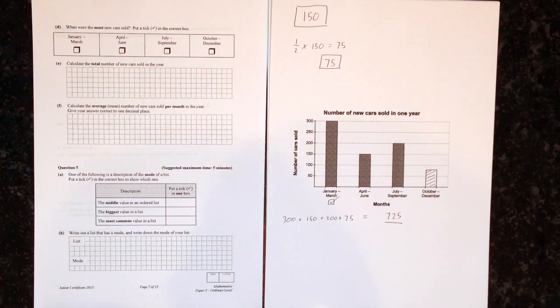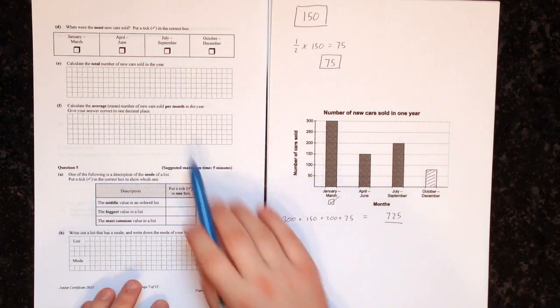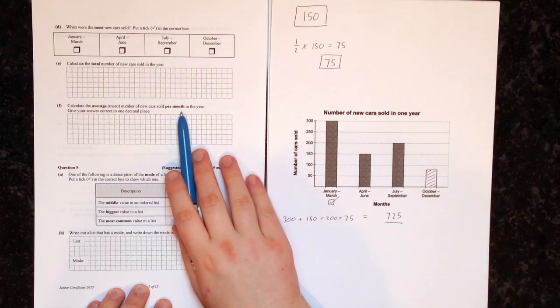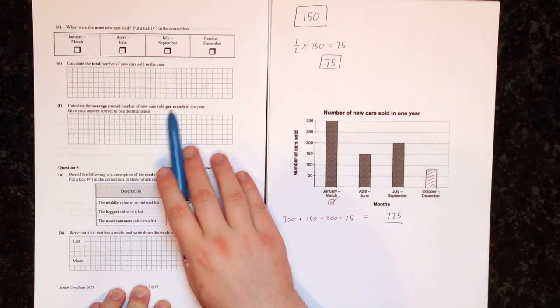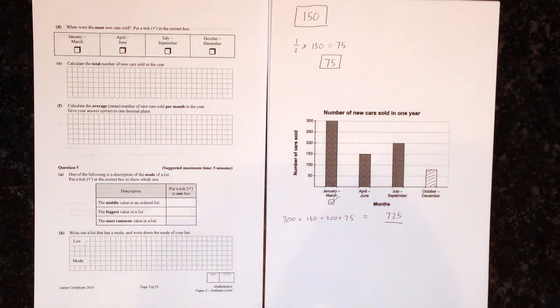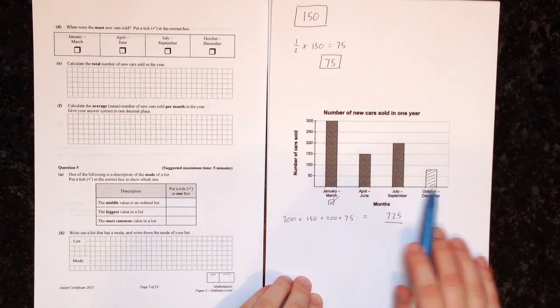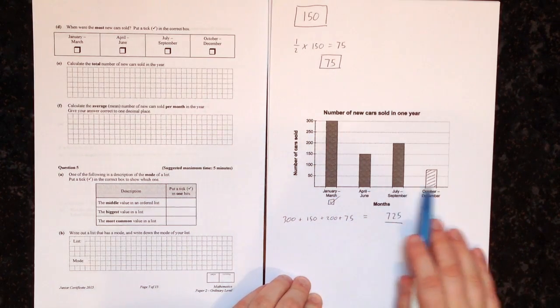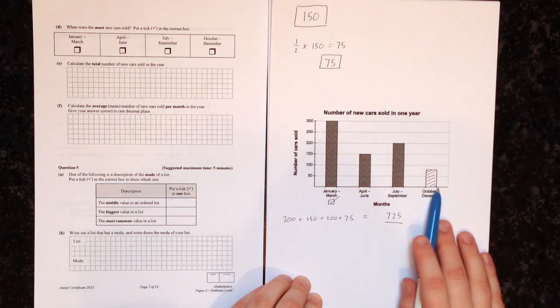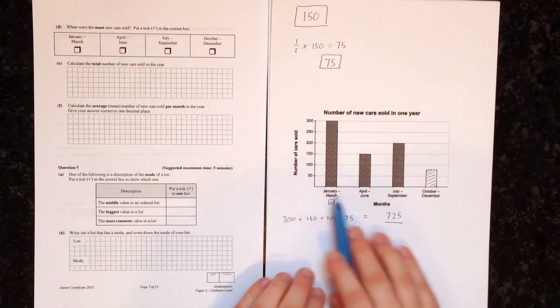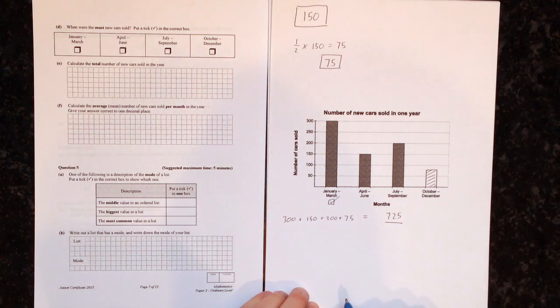Part F. Calculate the average number of new cars sold per month, giving your answer correct to 1 decimal place. So the thing we have to watch out for here is it's asked for the mean number of cars per month. Now each period here is not 1 month, it's 3 months. So we'll have to divide by the number of months, which is 12, even though there are only 4 groups.